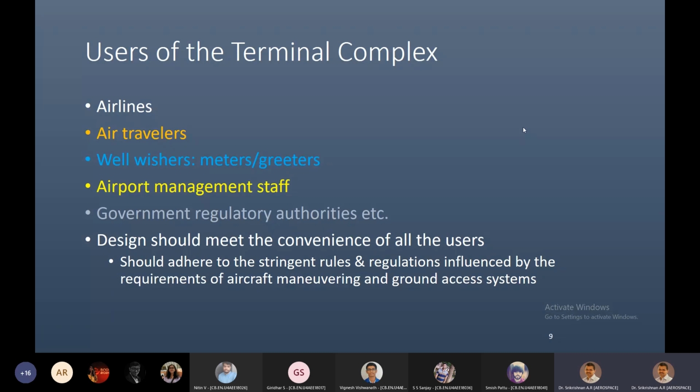It should also adhere to the stringent rules and regulations, again dictated by the requirements of aircraft manufacturing and maneuvering and the ground access system. So the design of the terminal complex should cater to the requirements of all these categories of users and should be in strict adherence to the rules and regulations that pertain to air travel.